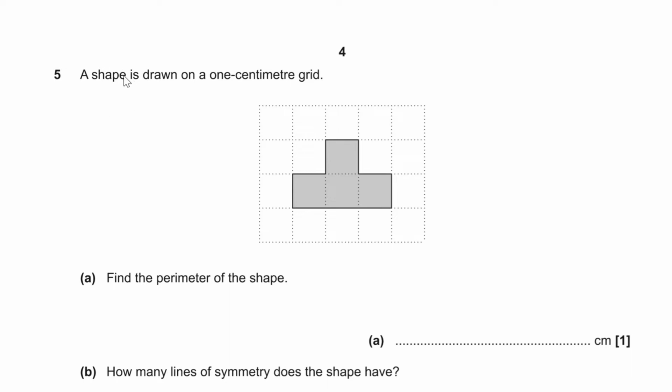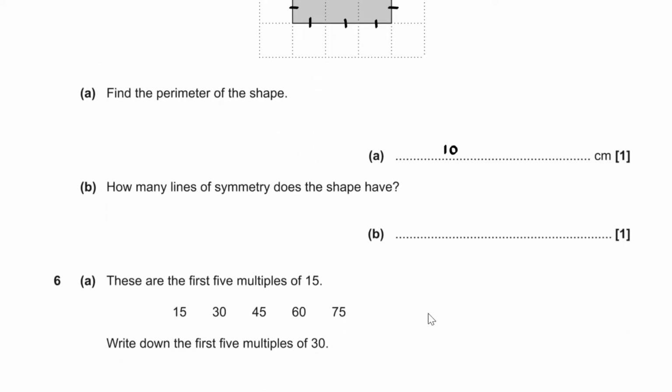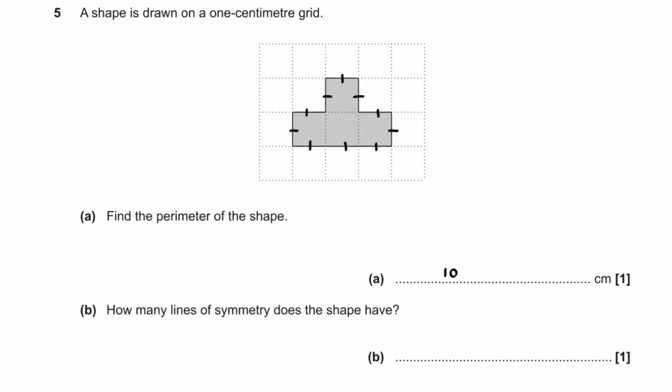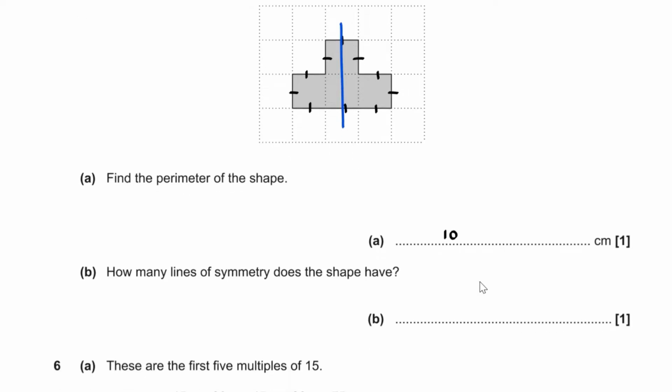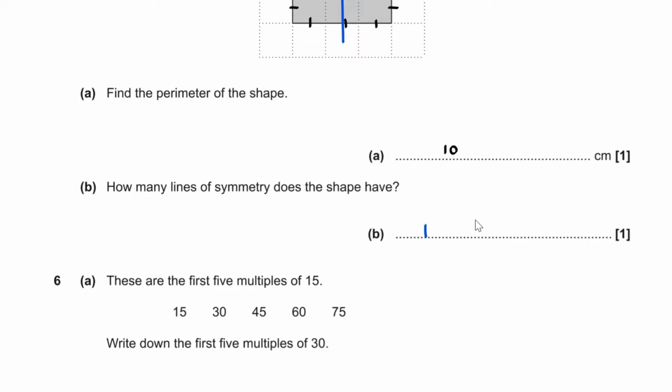Question number 5, a shape is drawn on a 1 centimeter grid, that's what we see here, and we have to find the perimeter of the shape. Well, here we've got 1, 2, 3, 4, 5, 6, 7, 8, 9, 10 as our perimeter. So our perimeter is 10 centimeters. And for part B, how many lines of symmetry does the shape have? Well, here we'd only have 1 line of symmetry. That will be over here. And so therefore we have 1 line of symmetry.